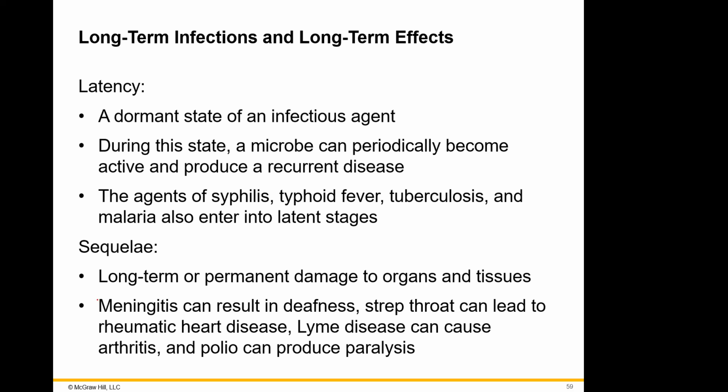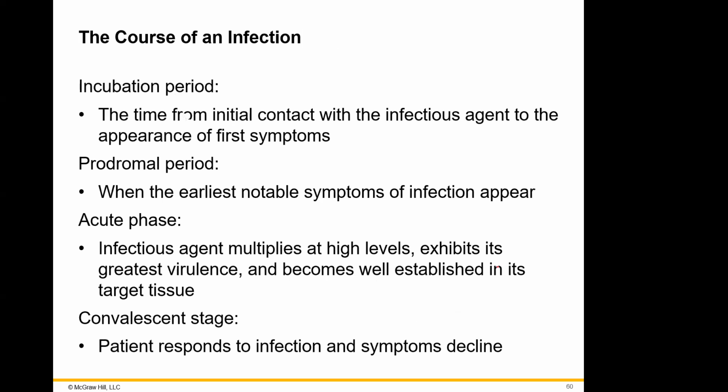Meningitis can lead to deafness. Lyme disease can cause arthritis, and apparently everything you could ever have wrong with you can be caused by Lyme disease, is what I hear. And then polio, of course, paralysis, or even other issues, neuromuscular issues.